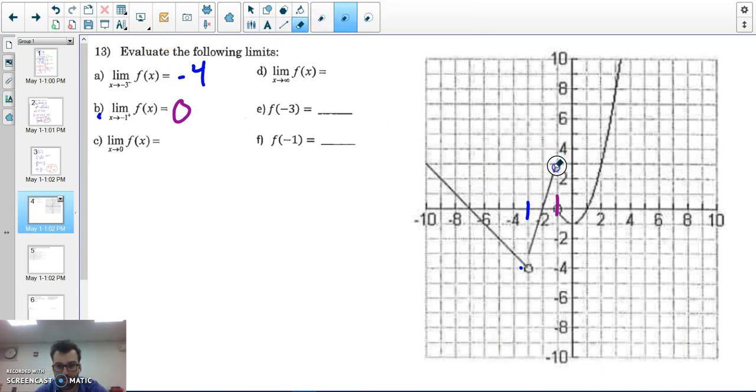Next thing I need to do is evaluate the limit as x approaches 0. This means that I need both my left-hand limit and my right-hand limit to be the same. So I need to check my graph from the left side and from the right side. So here is 0, right? From the left-hand side, I approach -1. From the right-hand side, I also approach -1. So the limit as x approaches 0 is -1, since both the left-hand limit and the right-hand limit are the same.